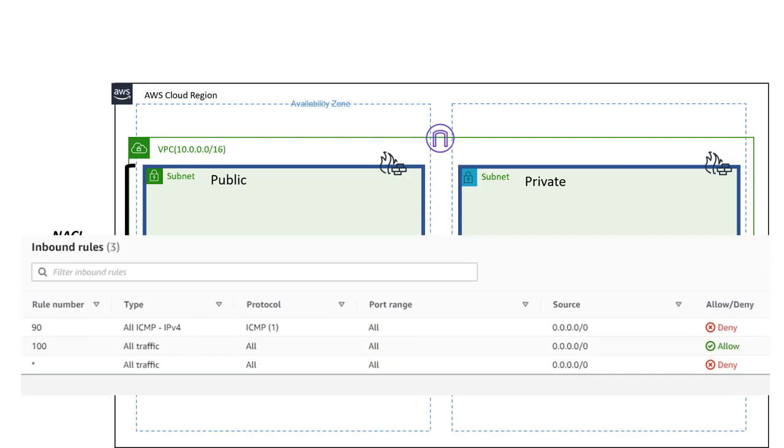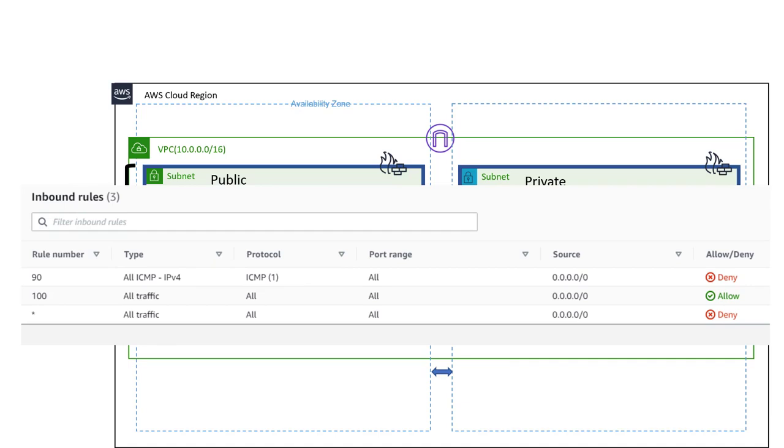This is how a NACL looks. Here what I'm trying to do is deny ICMP pings into the particular resources that reside within the subnet. How the rules are deciphered is based on the rule number. It traverses through the rule numbers from the lowest to the highest. Once it reaches rule number 90, it sees that there is a deny for ICMP pings across all ranges and across all port ranges.